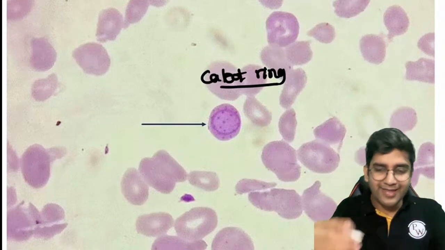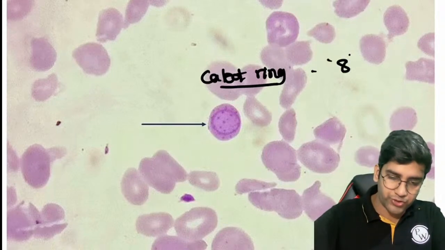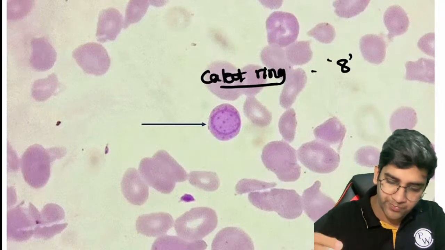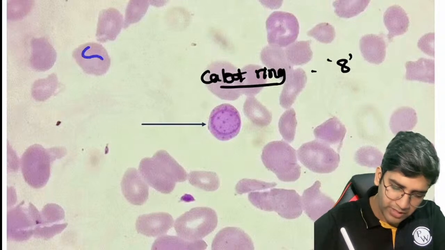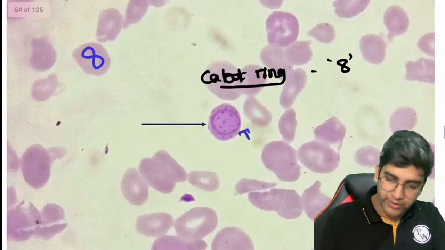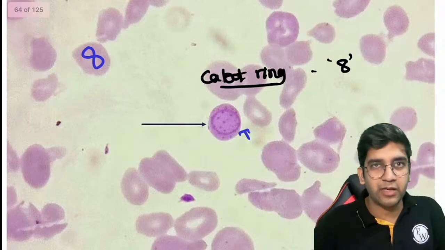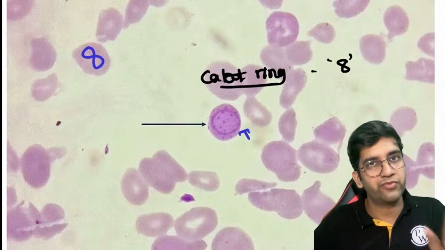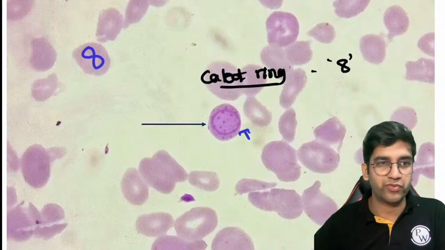It's a ring. Generally, Cabot ring is an 8-shaped structure. It can be 8-shaped inside an RBC. Let's say it will be like this. Let's assume an RBC. I might have a ring like this, 8-shaped, or it can be round like you see here. It's a ring seen inside the RBC where it's not been removed completely. Nuclear maturation defect. You see Cabot ring as well as you see basophilic stippling, right?